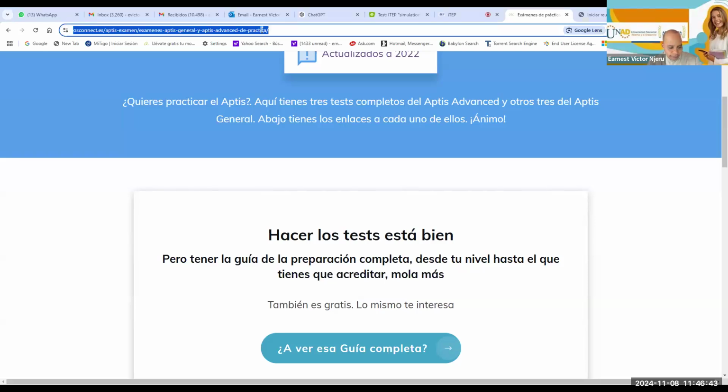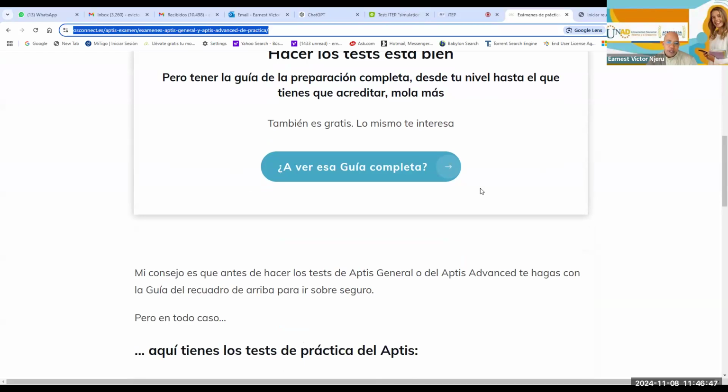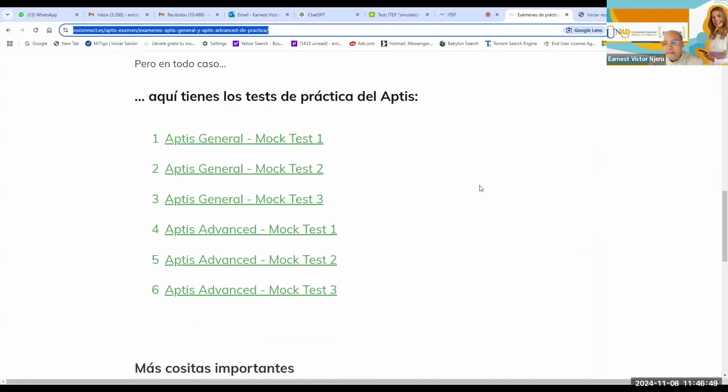Share. Is it this one really? Yeah. I'm going to send you this link. And after you have this link, you will come down here. You will find all these mocks. They are free. You don't have to pay anything.